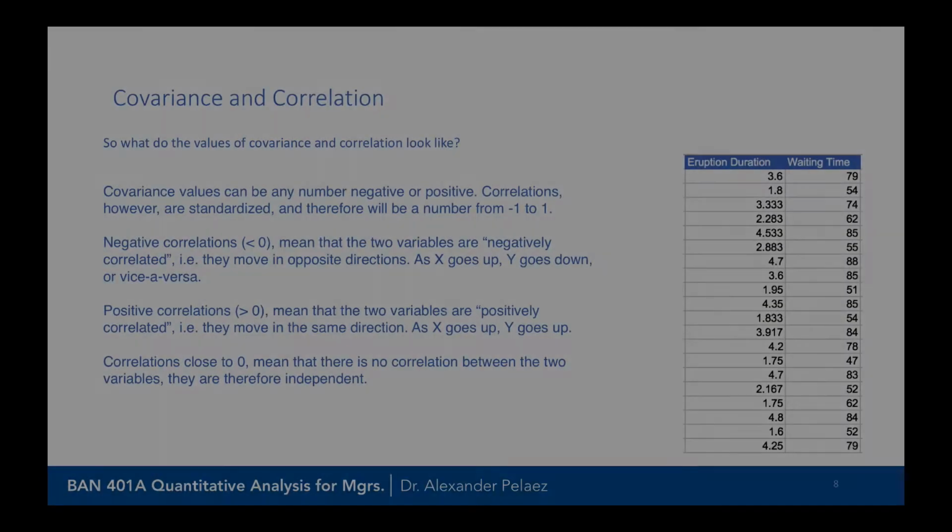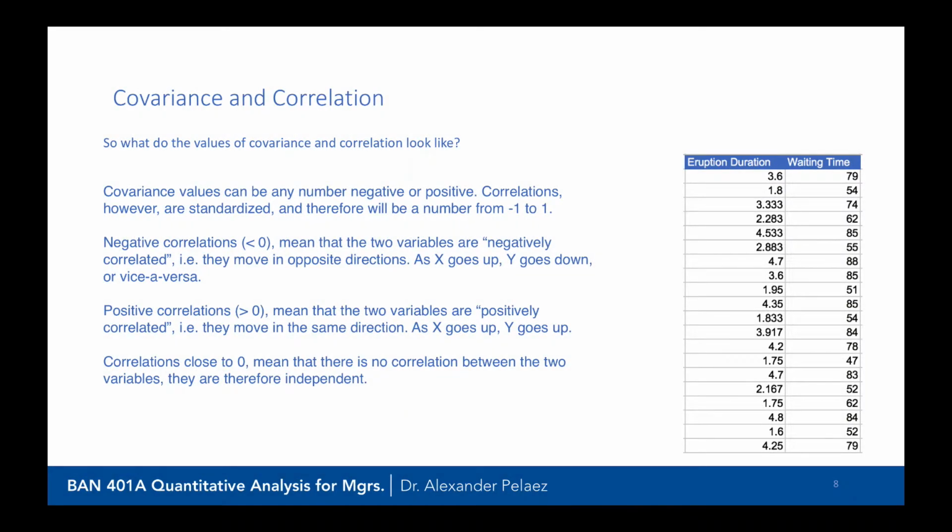So what do the values of covariance and correlation look like? Well, let's go back to the example that we had before with eruption duration and waiting time. Covariance values can be any number that's negative or positive. And correlations, however, are standardized and will be a number from -1 to +1. Negative correlations are less than 0, meaning that two variables are negatively correlated. That means they move in opposite directions. As x goes up, y goes down, or as y goes up, x goes down.